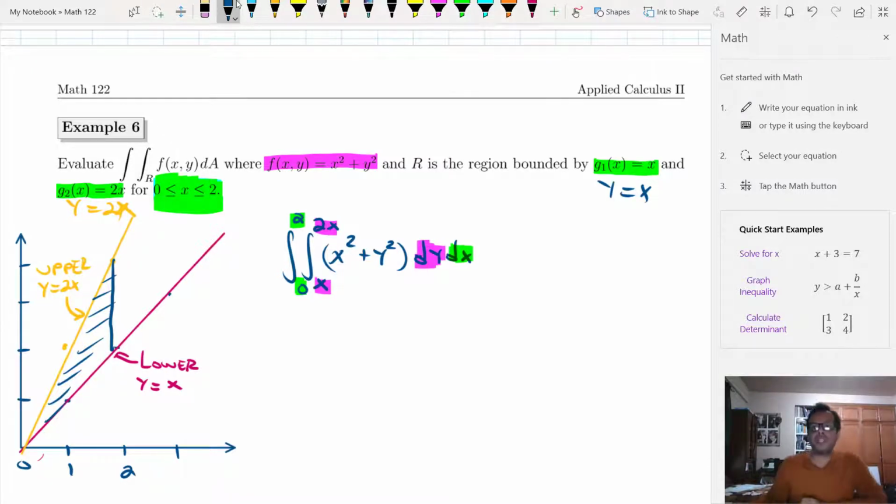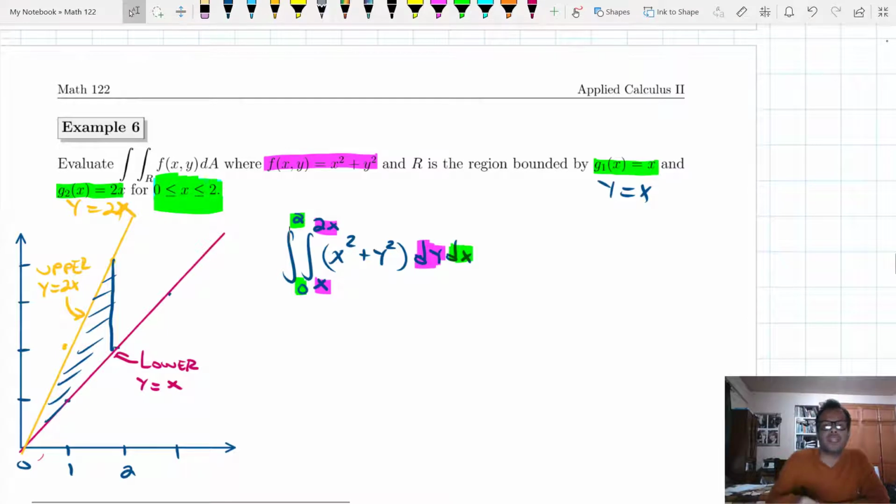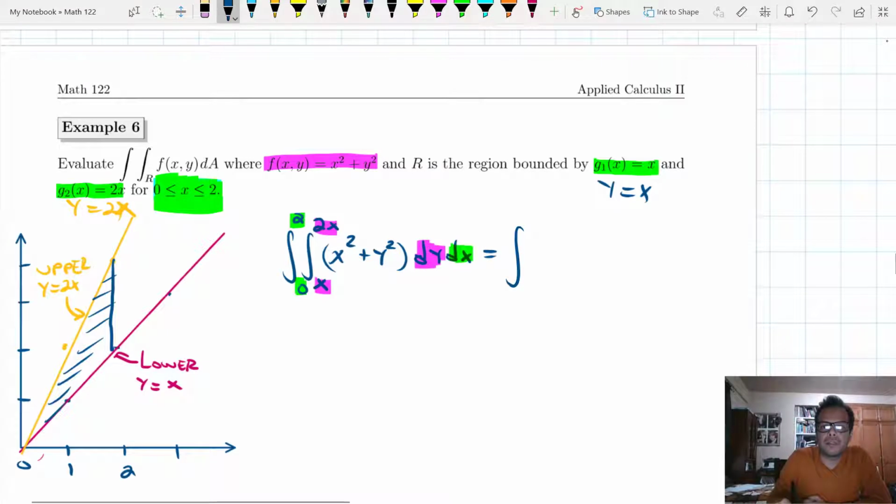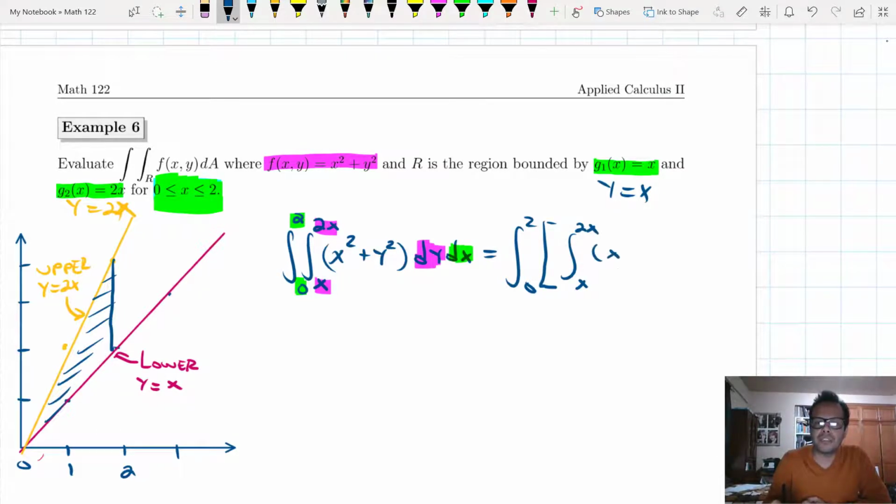So let's start working on this integral. First, as usual, I'm going to write the 0 to 2. The innermost integral is the integral from x to 2x of the integrand x squared plus y squared. First we integrate with respect to y, and then with respect to x. That's how we do this.